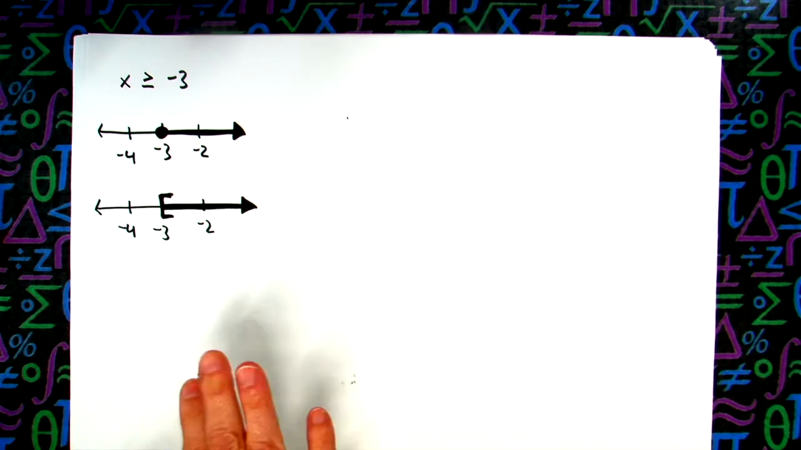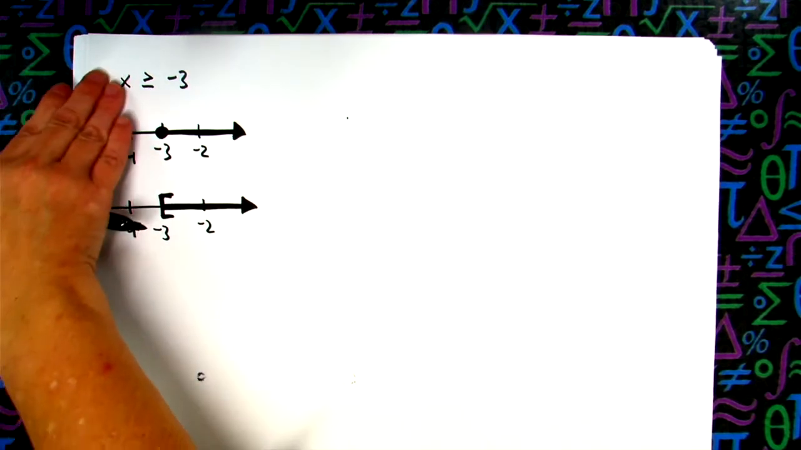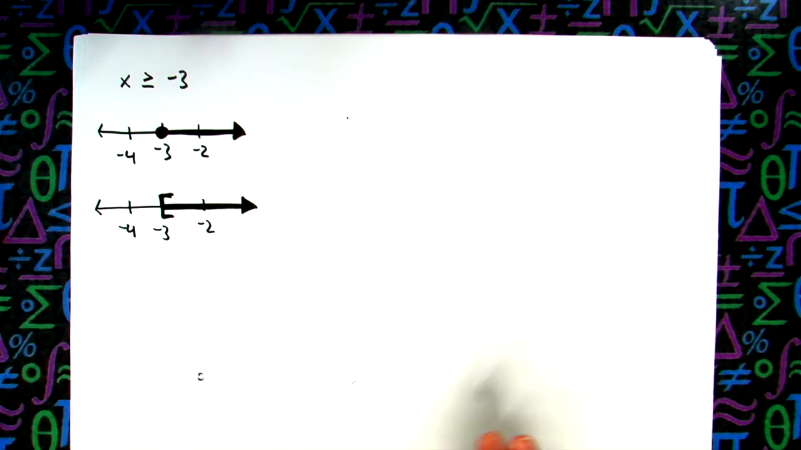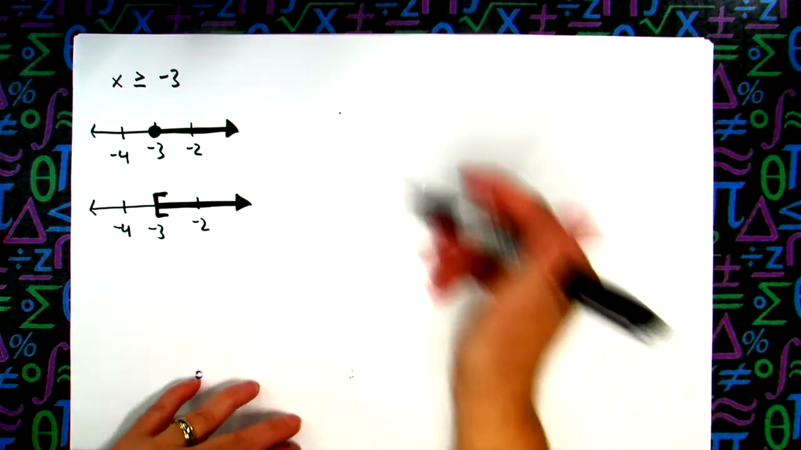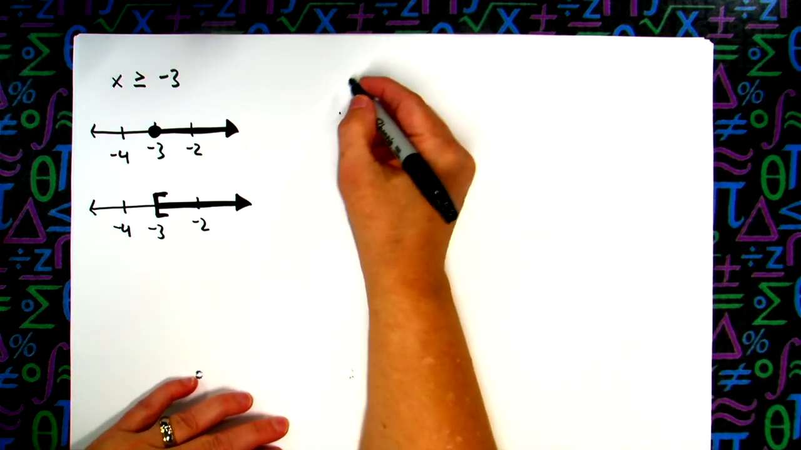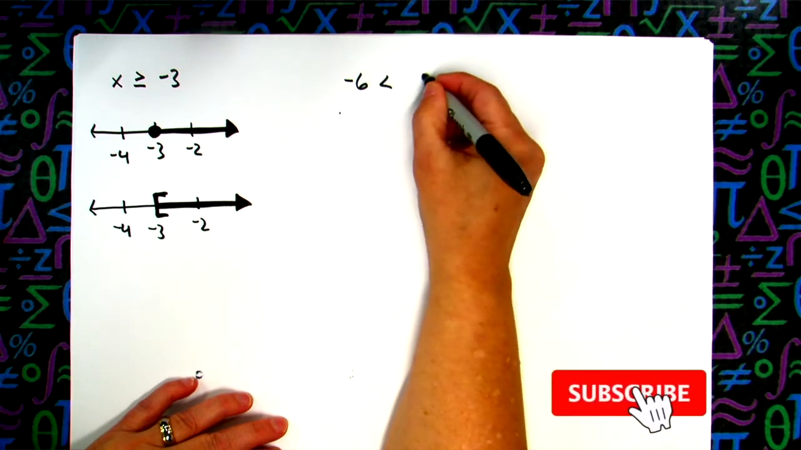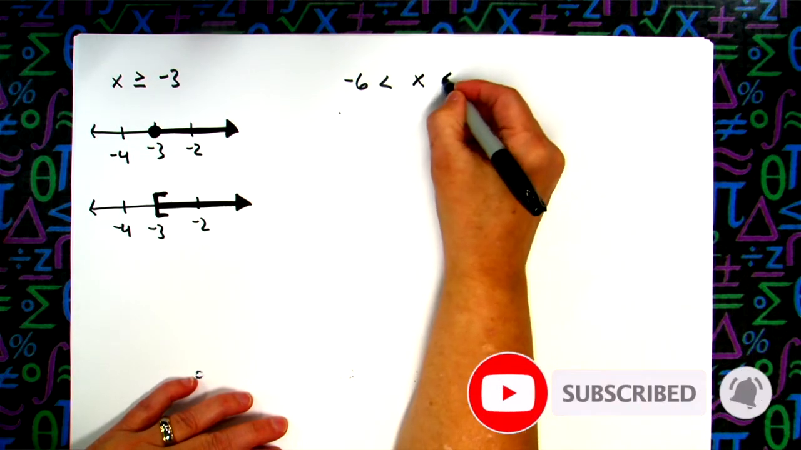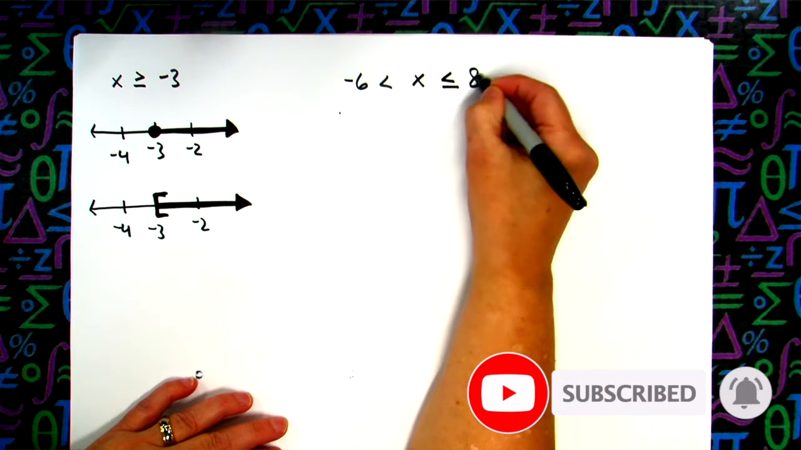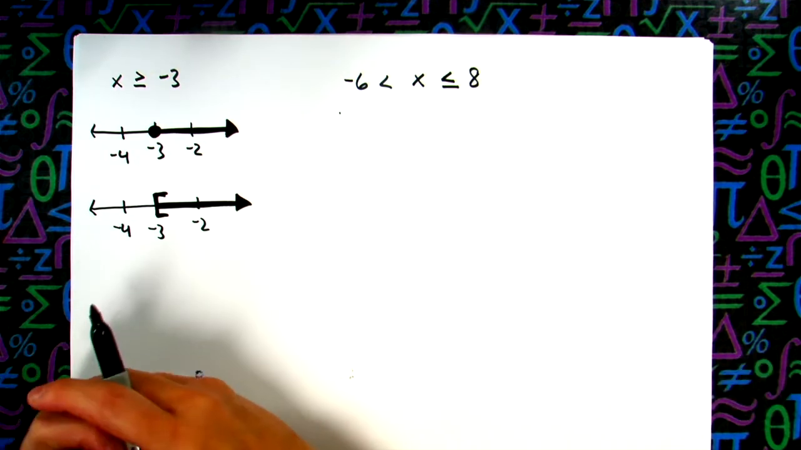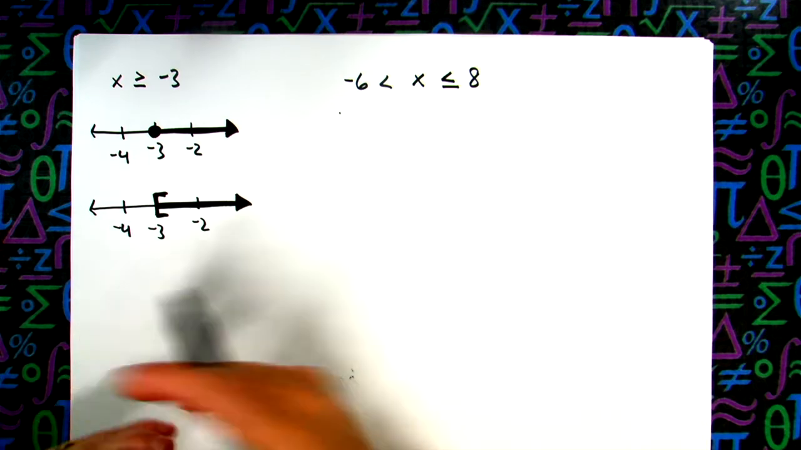Now, so far, every inequality that I've given you, we've just shaded one way or the other. That's not the only thing we can do. We can do some that are compound inequalities. I could do something like negative 6 is less than x, which is less than or equal to 8. It's a compound inequality, but we should be able to graph this pretty simply.